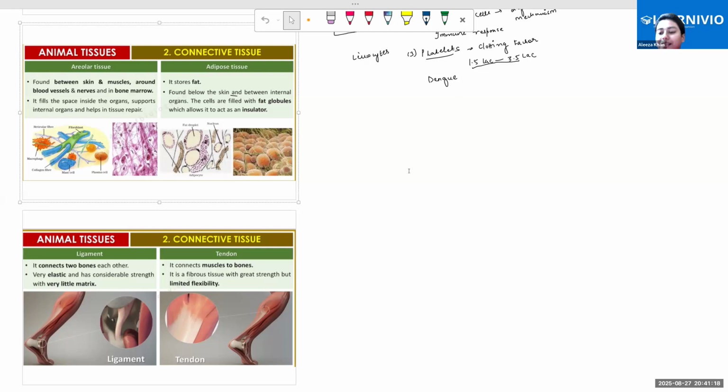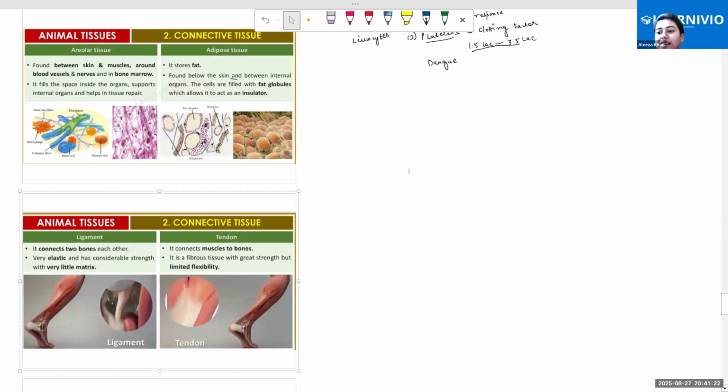What happened, Abdullah? Nothing, ma'am. I'm asking what's the role of the white blood cells? Do you know it or not? Ma'am, it helps in clotting of blood.